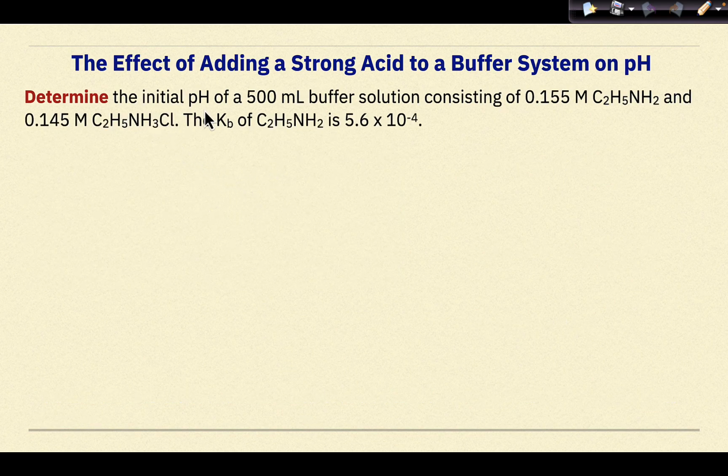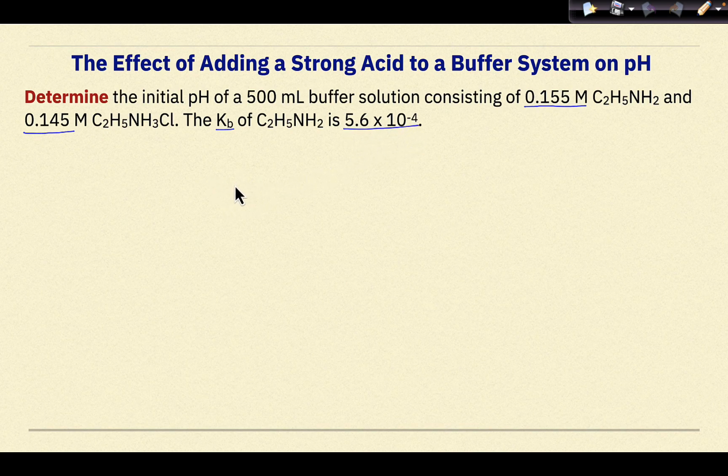Determine the initial pH of a 500 milliliter buffer solution consisting of 0.155 molar C2H5NH2 and 0.145 molar C2H5NH3Cl. The Kb of C2H5NH2 is 5.6 times 10 to the negative 4.